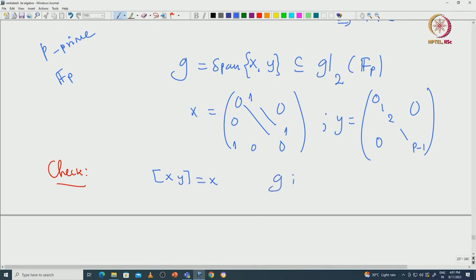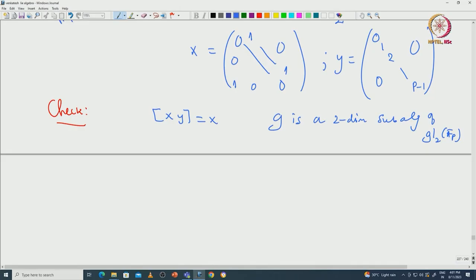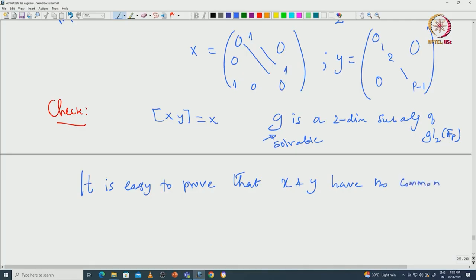In particular, g is a two-dimensional subalgebra of this gl_2(F_p). Now, if you think about it, it is actually solvable. That is easy to see because the derived algebra is one-dimensional, so g^(2) will be 0. But it is easy to show that x and y will never have a common eigenvector.